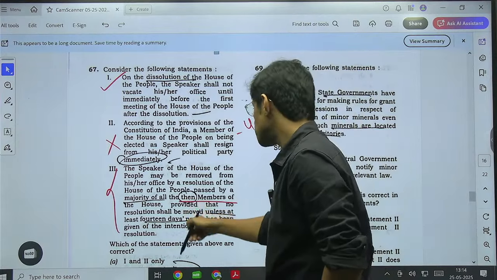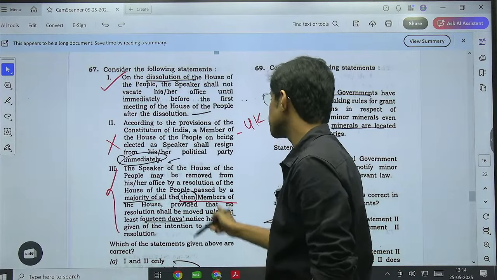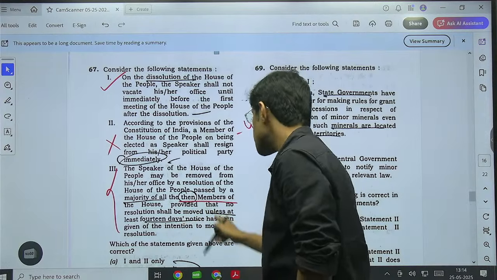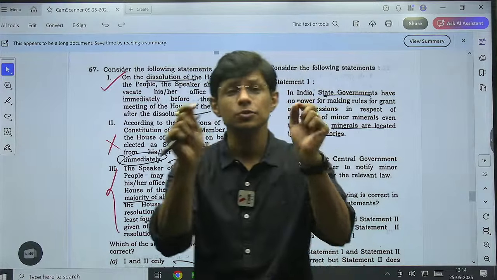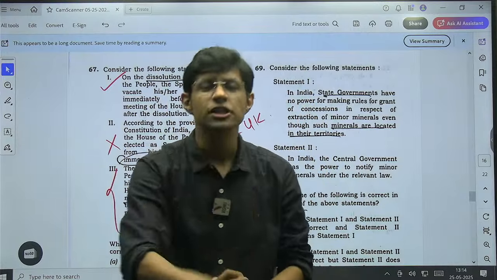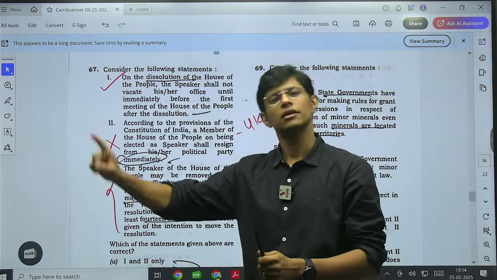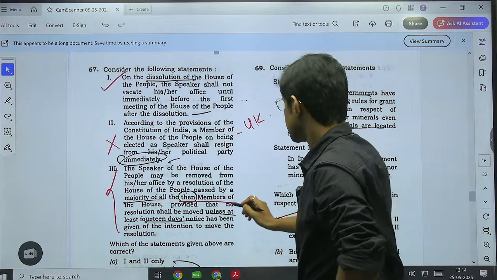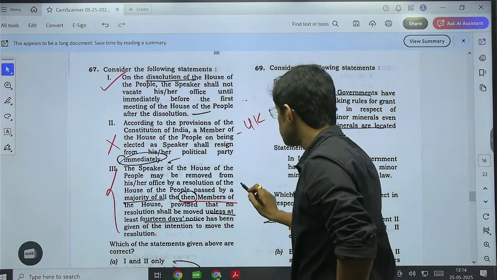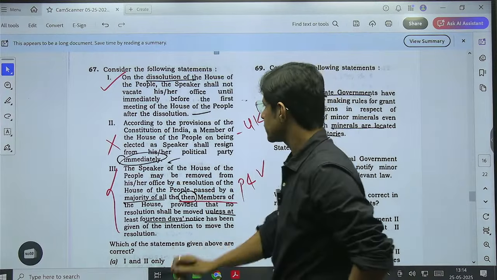Provided that no resolution shall be moved unless at least 14 days notice has been given of the intention to move the resolution, which means a 14-day notice period has to be given before a resolution can be passed in the House of the People for the removal of the speaker. So yes, this statement says all the then members; had it been present and voting, it would have been incorrect. So this statement is correct.